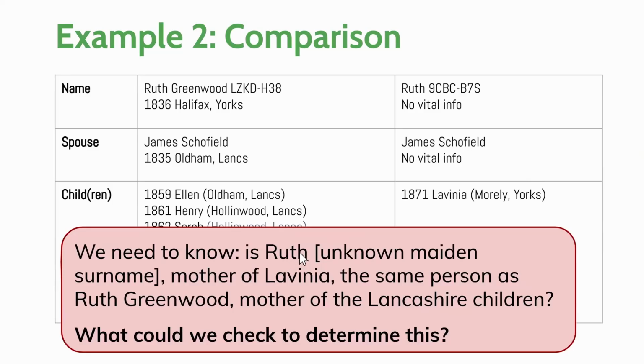So what I want to know is Ruth, this one with an unknown maiden surname and no vital information, but she is the mother of Lavinia. Is this Ruth the same person as Ruth Greenwood, who had all these kids? So notice we're triangulating, using evidence from other relationships, not just from the individual themselves. So, what could we check to determine whether these two women are the same?